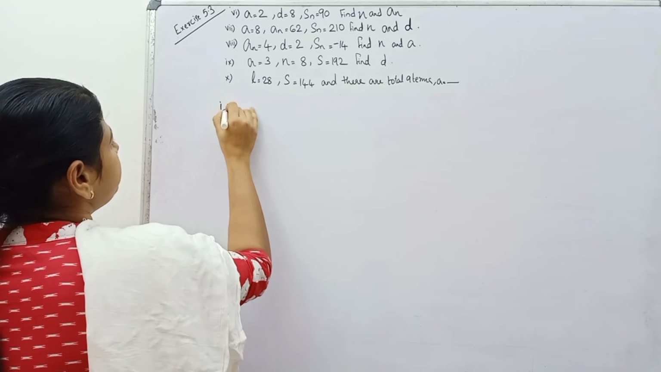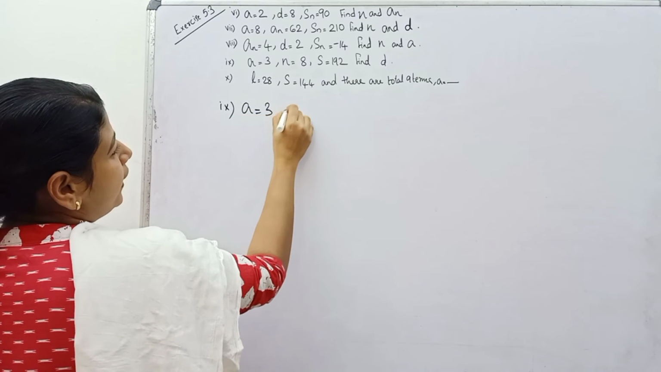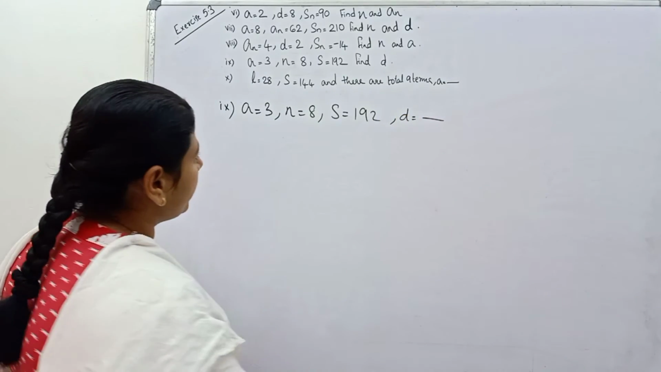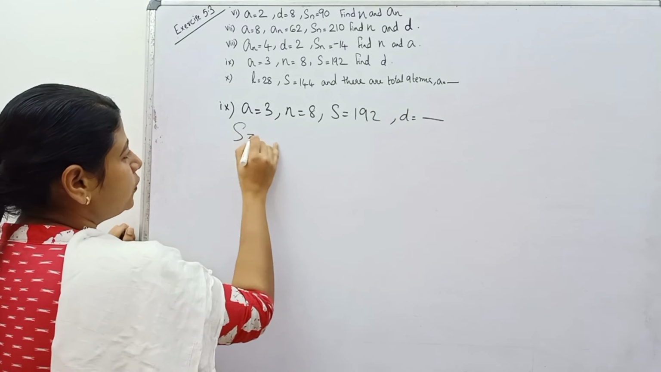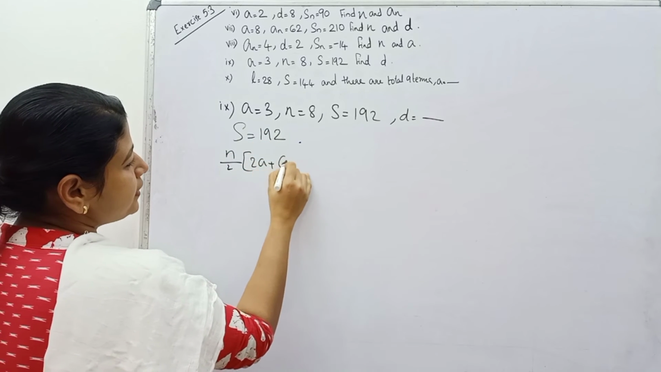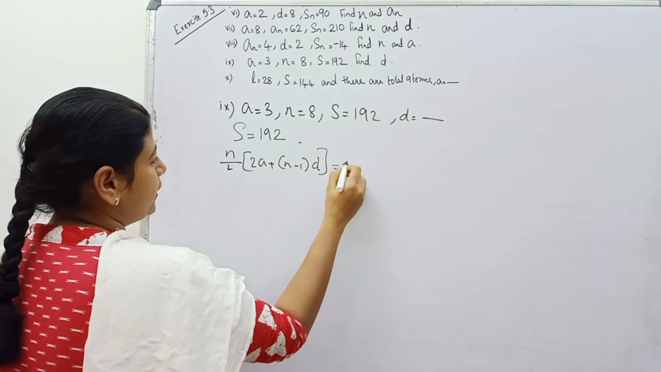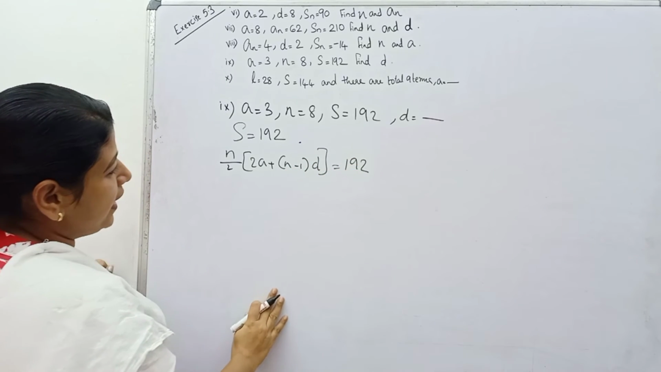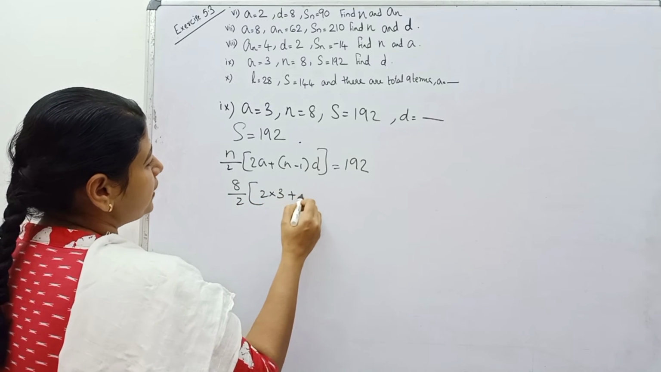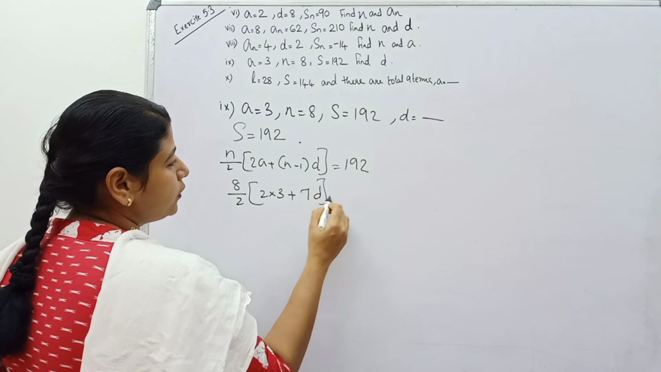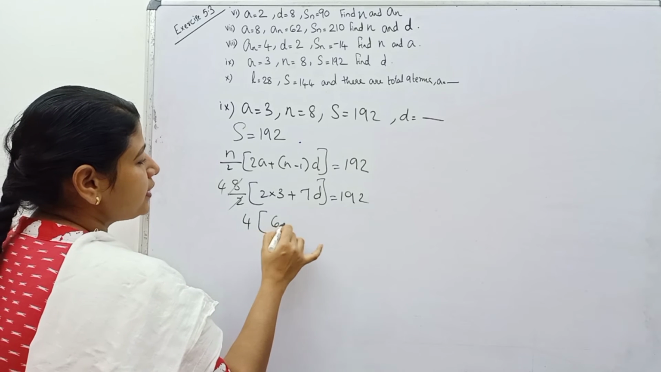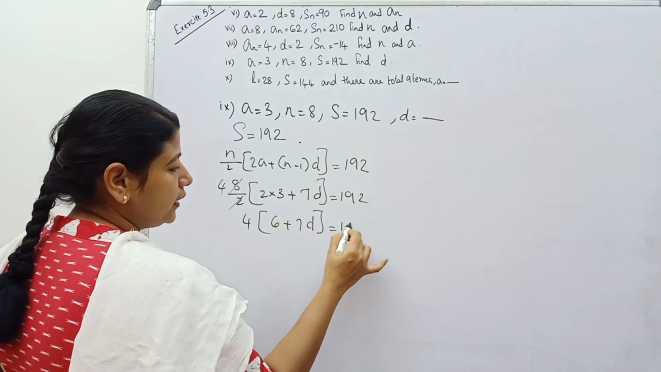Now the 9th question. a equal to 3, n equal to 8, S equal to 192. Find out d. Now we can take S equal to 192. The formula is n by 2 into 2a plus n minus 1 into d. Substitute the values for a and n. You will get 8 by 2 into 2 into 3 plus 8 minus 1 is 7, d equal to 192. 8 by 2 is 4. So 4 into 6 plus 7d equal to 192.